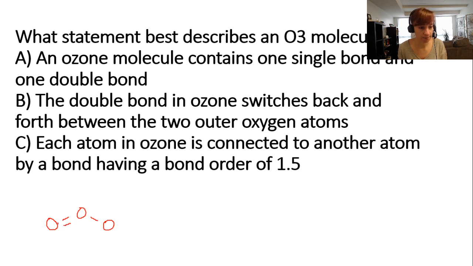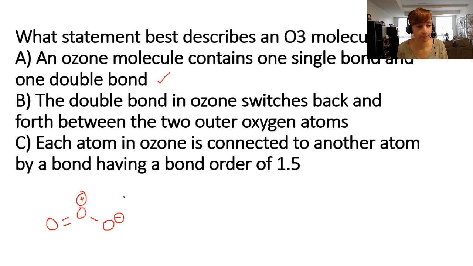So now this oxygen atom is happy. This one has 3 bonds, so that's going to make it positively charged. And this one only has 1 bond, so that makes it negatively charged. But because you have 1 positive charge and 1 negative charge, it's neutral. The charges cancel each other out, so it's fine like that. So then, looking back at the question, A, an ozone molecule contains 1 single bond and 1 double bond. So this is a correct statement. We have 1 single bond, 1 double bond.